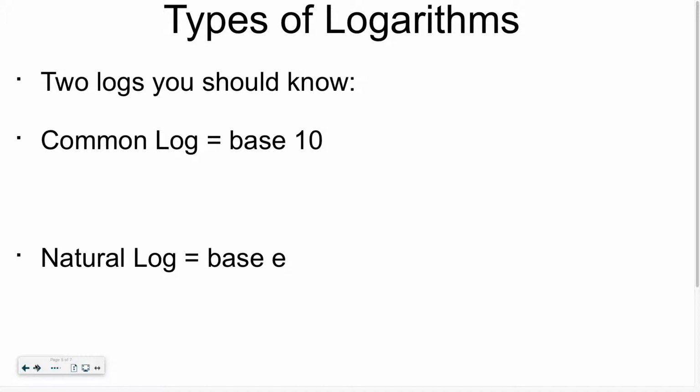Okay. There's two special types of logarithms that you should know. They have sort of little nicknames. They're called the common log and the natural log. And the reason why these are special is they're used a lot. I was going to say really common. That's why it was called the common log. They're used a lot. So the common log is a log base 10.